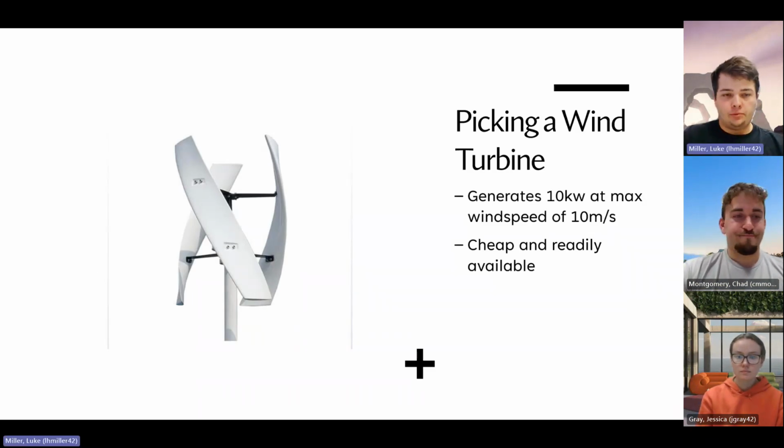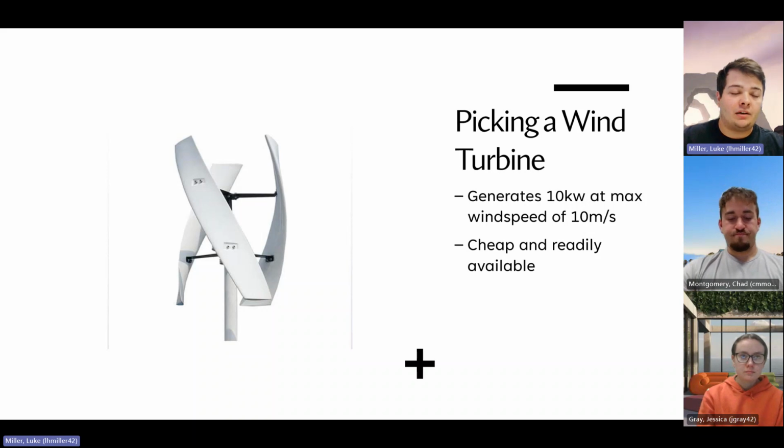Okay, so then after we got our design down, we want to do a financial analysis, and the first part of that was picking out some real components, getting some prices off of it. So the first component we picked was a vertical axis wind turbine, and it can generate 10 kilowatts of power at a max wind speed of 10 meters per second. And it was picked just because it was cheap and readily available from Amazon.